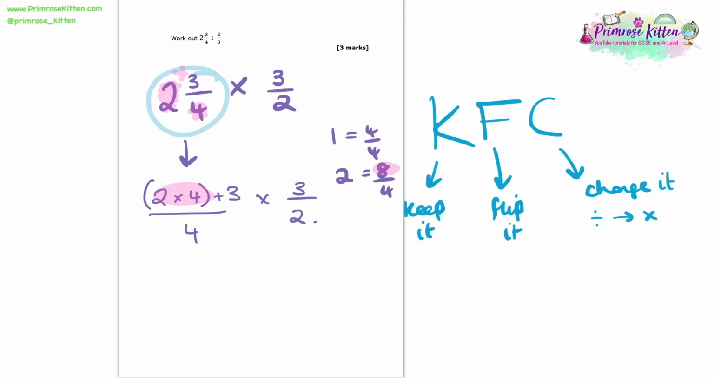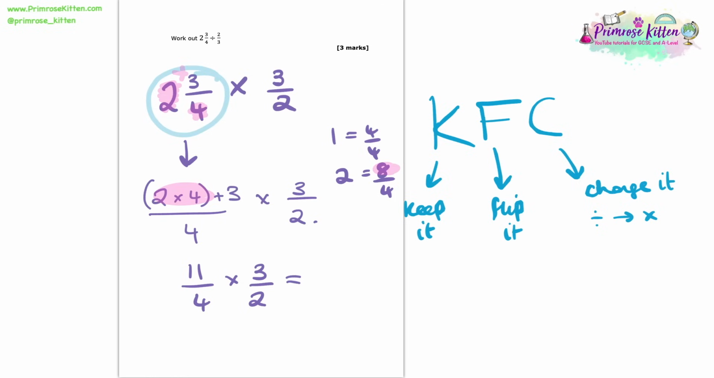So we've got this now. So let's simplify it. So 2 times 4 gives us 8, plus 3 gives us 11/4. We're going to times by 3/2. So by changing that mixed number into a top-heavy fraction, we are now going to have another mark for our method.